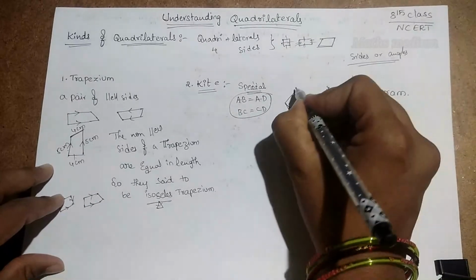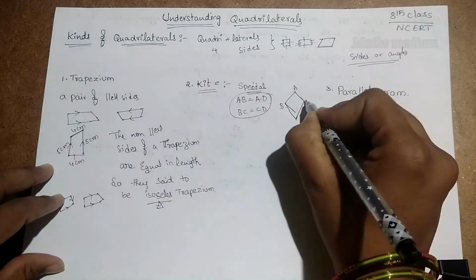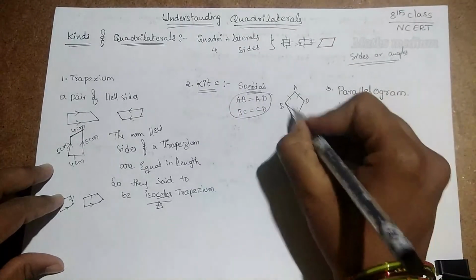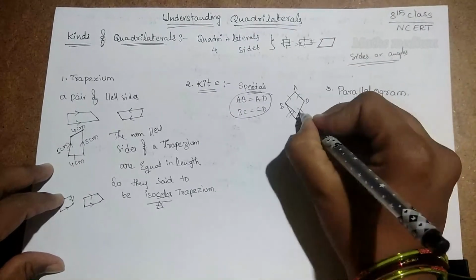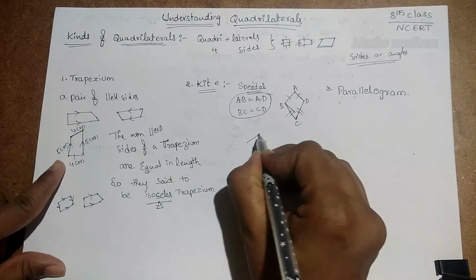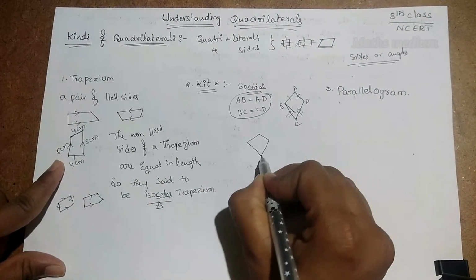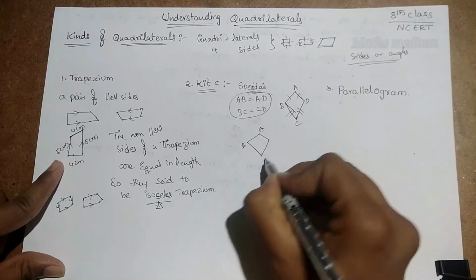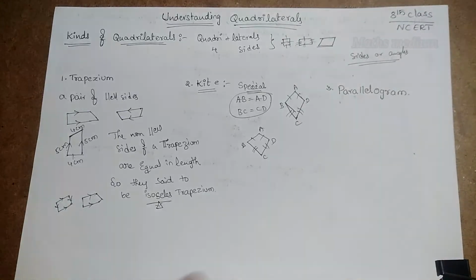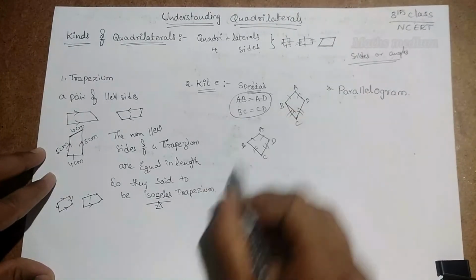See here, this is A, B, C and D. AB is equal to AD, BC equal to CD. If you take any type of kite quadrilateral, let it be like this, A, B, C, D, all markings of a kite are equal, like this formula.